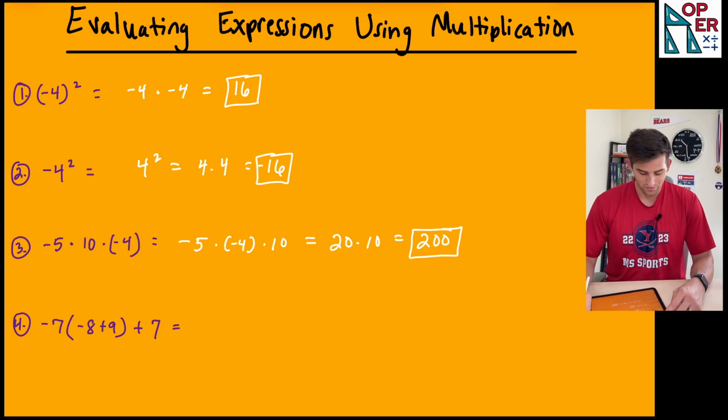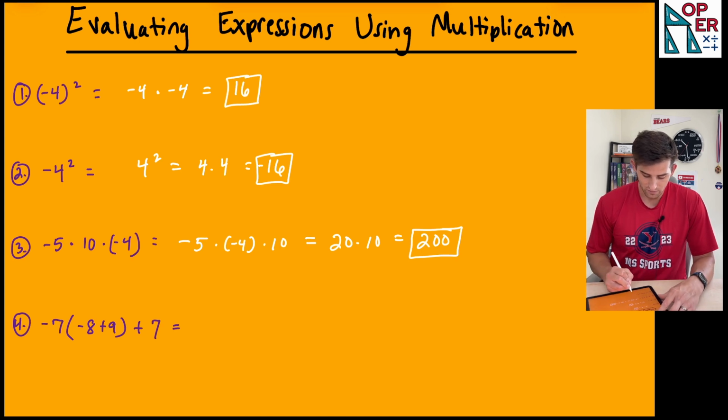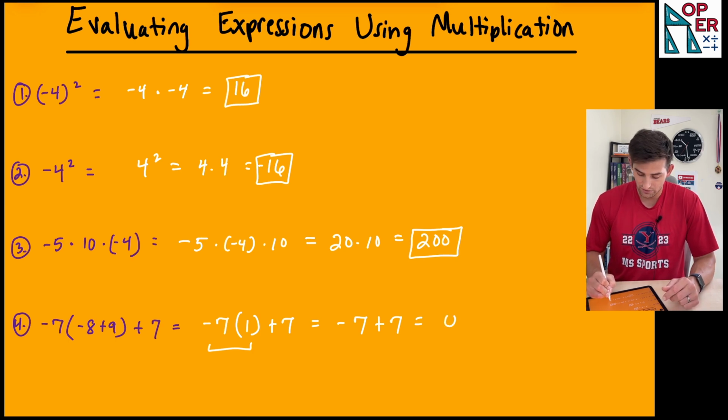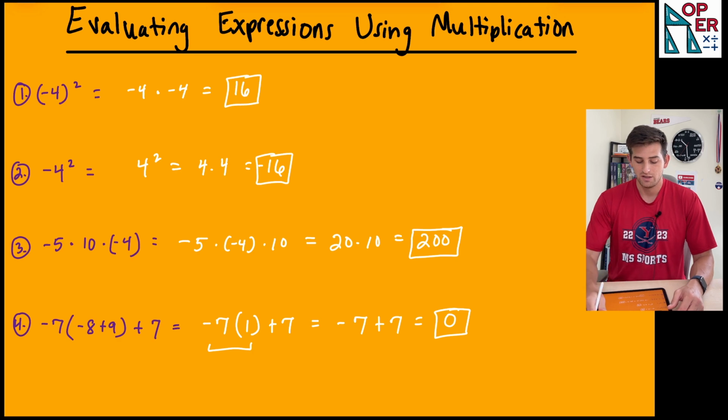And our last example, number 4, we have -7 times (-8 plus 9), and then plus 7. So let's simplify what's in the parentheses first. -8 plus 9 would be 1. And now we can multiply -7 times 1. Well, we have opposite signs there, so that's going to result in a negative. And then 7 times 1 is just 7. Okay, and now we have -7 plus 7, right? Well, in this case, that's going to get us back to 0. So our solution for number 4 would be 0.